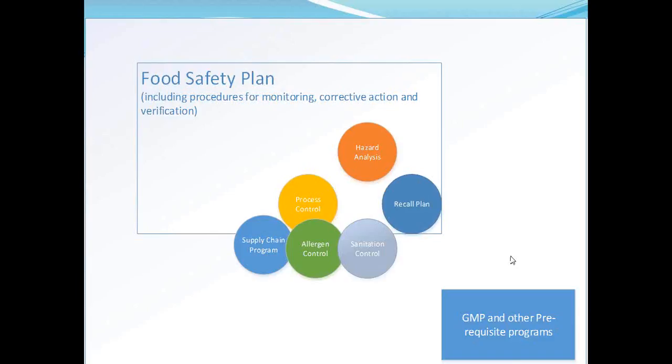GMPs and other prerequisite programs are managed outside of the food safety plan. These are definitely required, but they are managed outside the food safety plan. Probably many people are managing them through standard operating procedures, documents, and records, actually. So these are the components of a food safety plan under the preventive control rules.